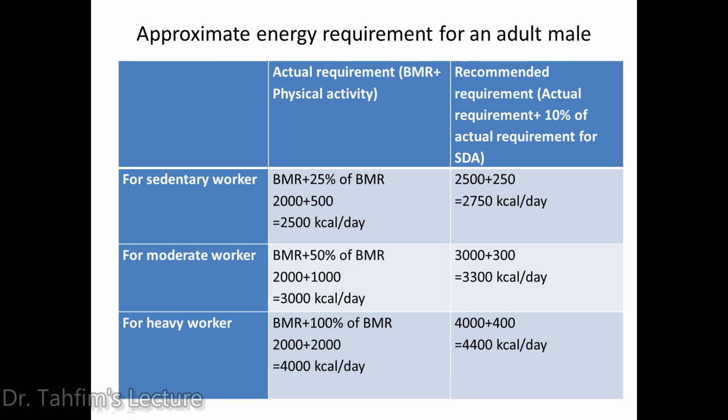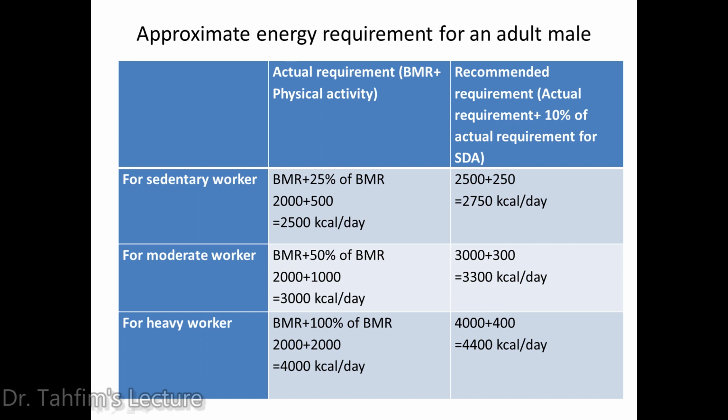Here we are adding 25% of BMR. So the BMR is 2000 kilocalories, and 25% of BMR, that is for physical activity, we are adding an extra 500 kilocalories. So this is 2500 kilocalories per day. This is the actual requirement.